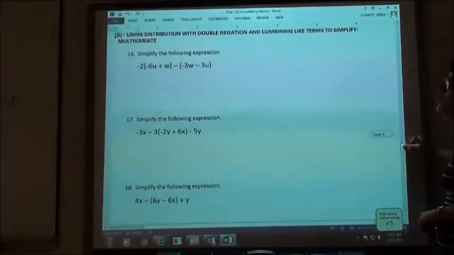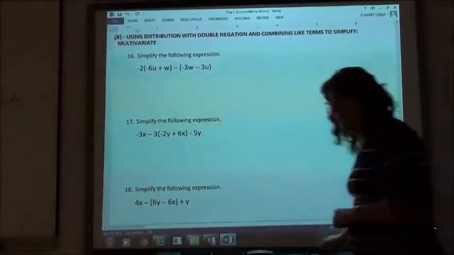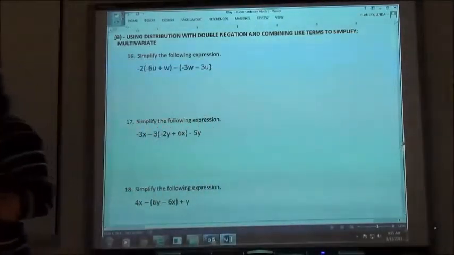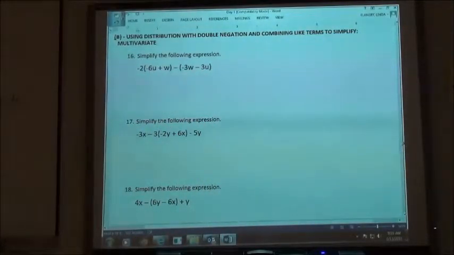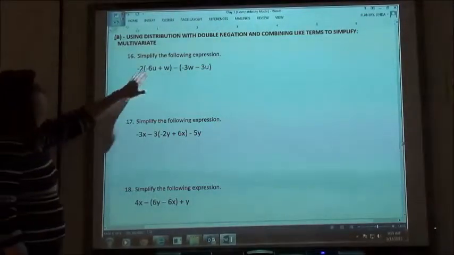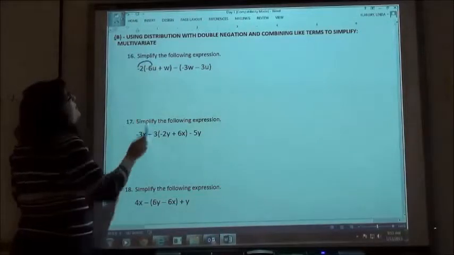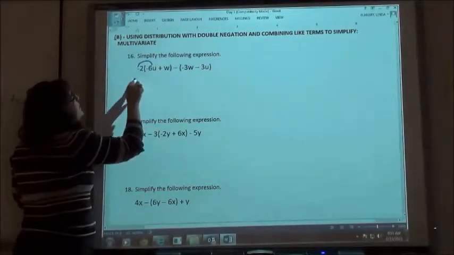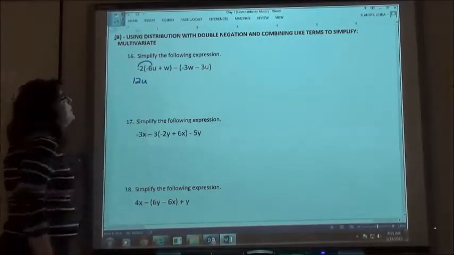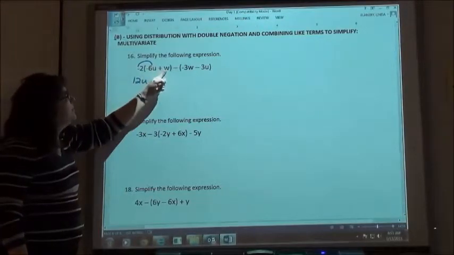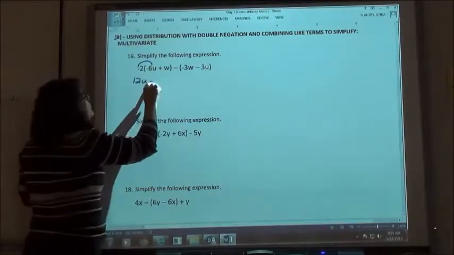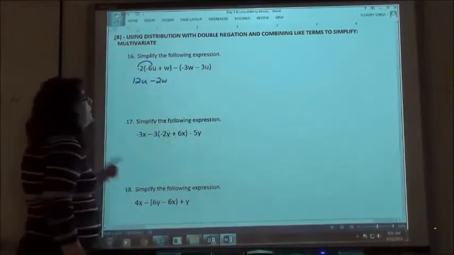So once you do those short ones, then we get to some longer ones. Same thing, I want to get rid of the parentheses first, then combine my like terms. So on the first one, if I use my distributive property, negative times a negative, negative 2 times negative 6 would be positive 12u. Then I have a negative times a positive, which is a negative, so negative 2w.